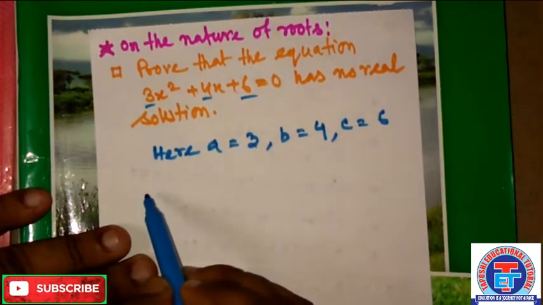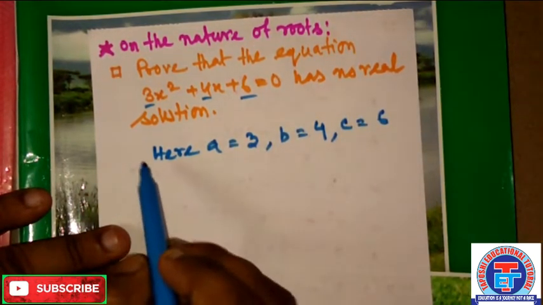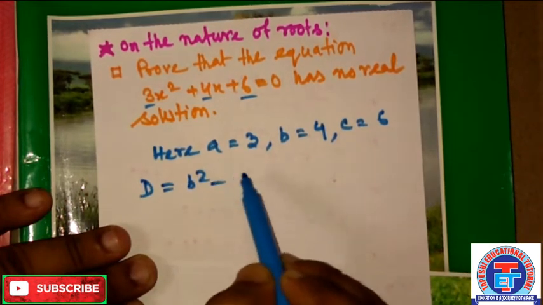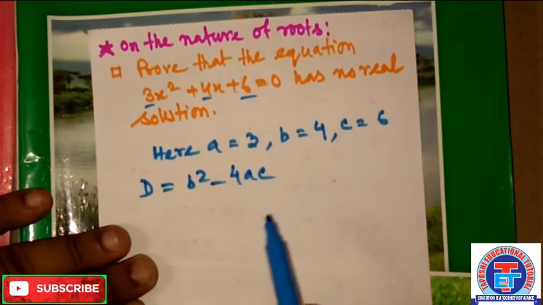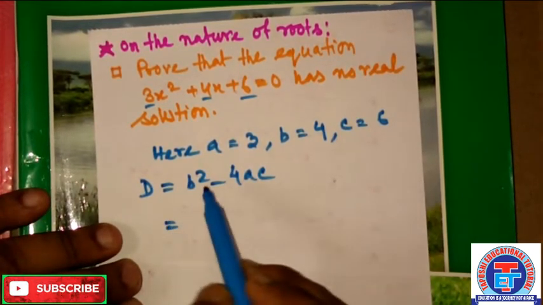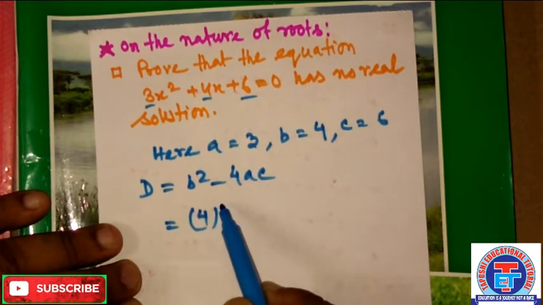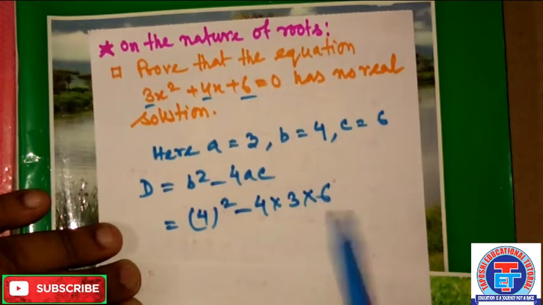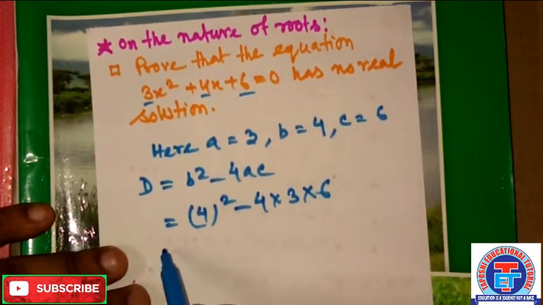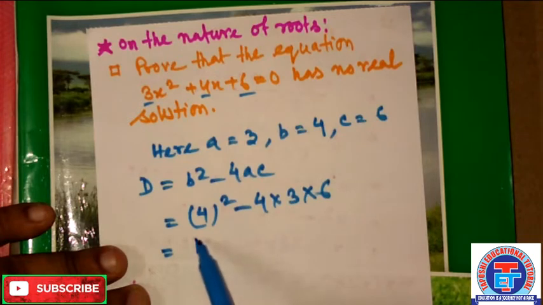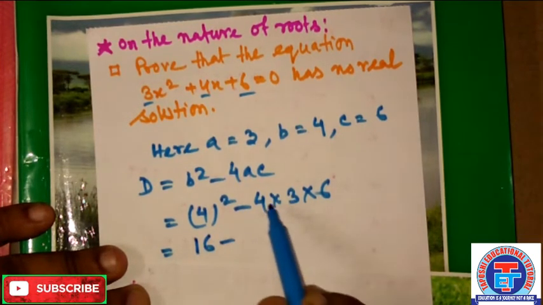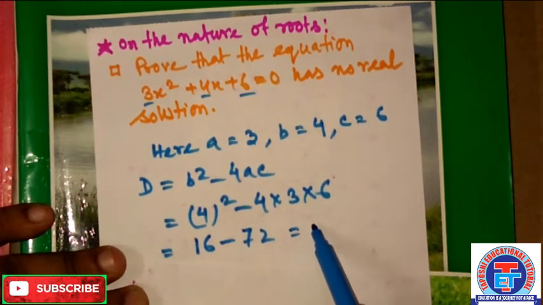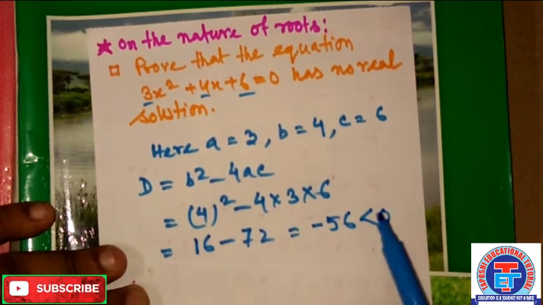So the discriminant D is equal to b square minus 4ac, right. So we put this value, so b square is equal to 4 square minus 4 into 3 into 6, right. So it will become 16 minus 72, right. That means it will become minus 56, less than 0.